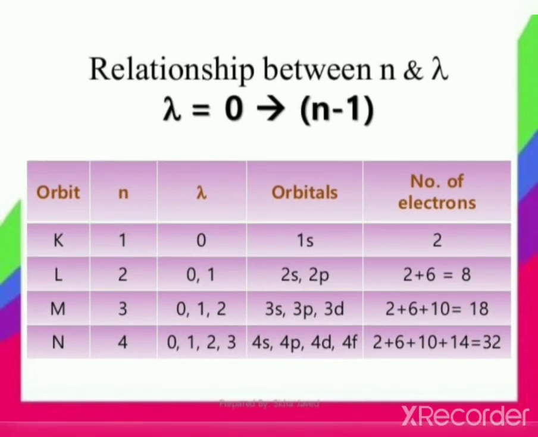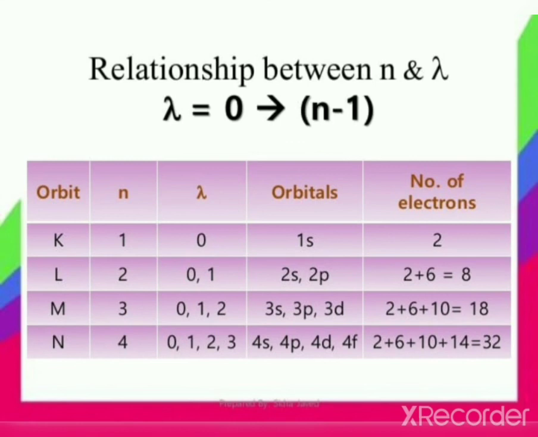Now consider M shell. According to the formula 2n square, the maximum number of electrons in M shell will be equal to 2 into 3 square, which is equal to 18. Now, how do we get 18 electrons in M shell? We know that for M shell, n is equal to 3 and L is equal to 0, 1 and 2. So, take the combination n equal to 3 and L equal to 0. From that, we will get 3s orbital. If we consider n equal to 3 and L equal to 1, we get 3p orbital, and n equal to 3 and L equal to 2, we get 3d orbital. Therefore, M shell has 3s, 3p and 3d orbitals.